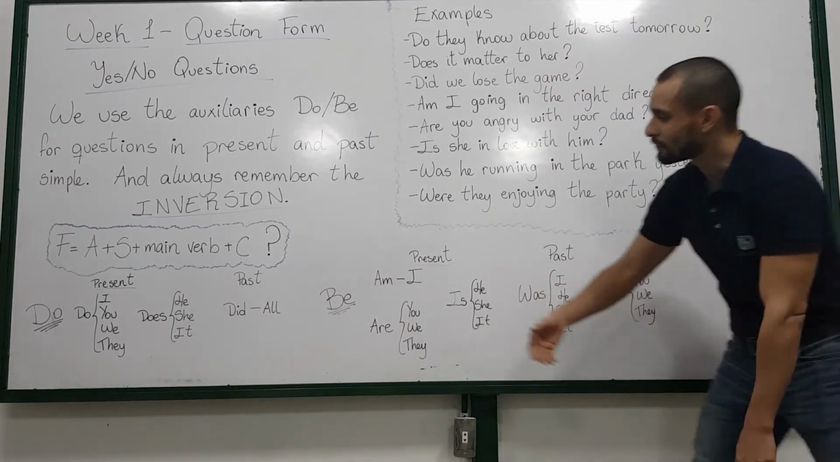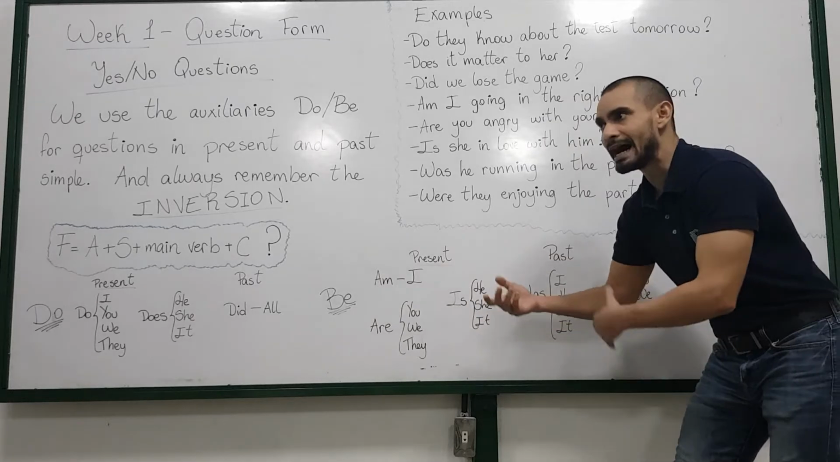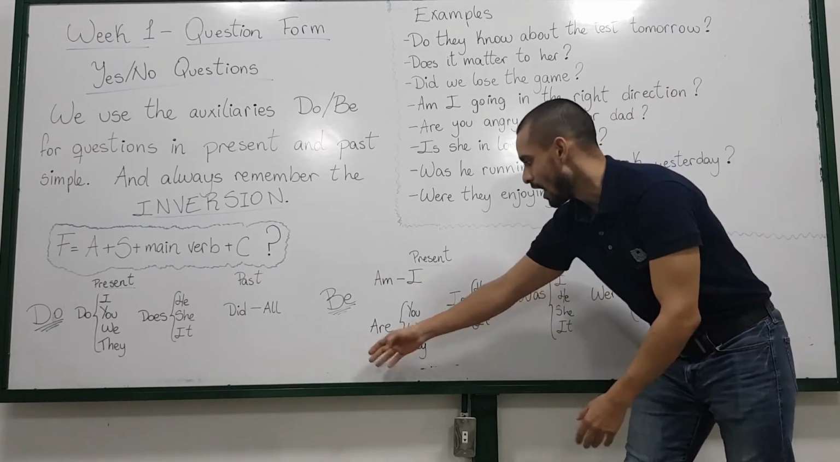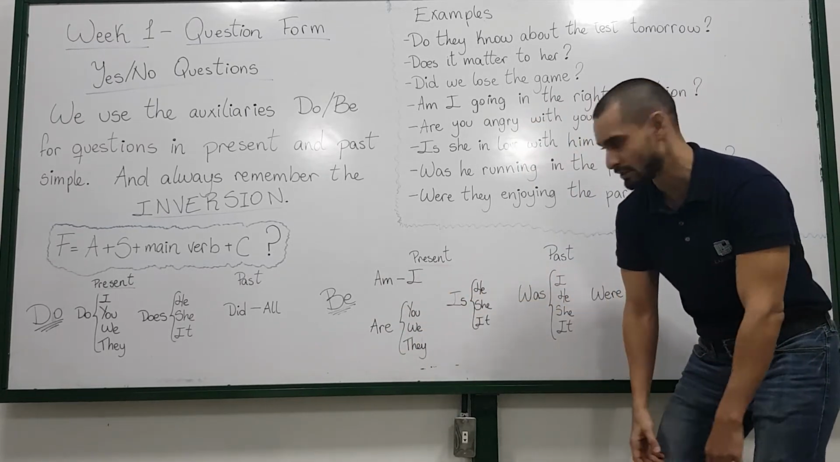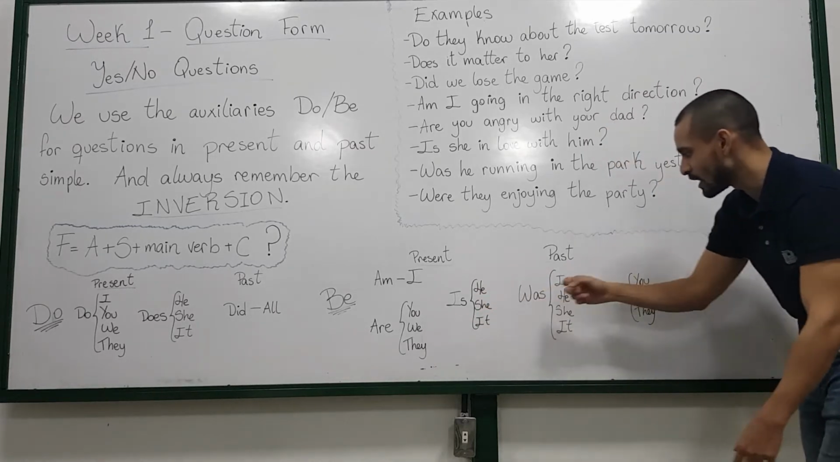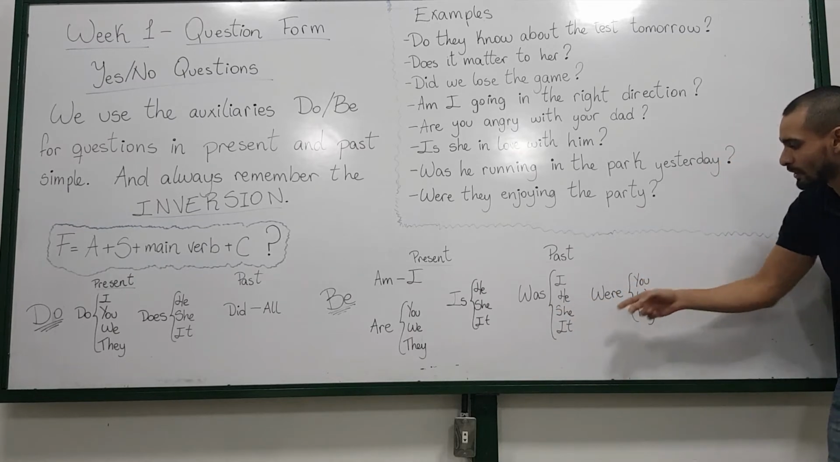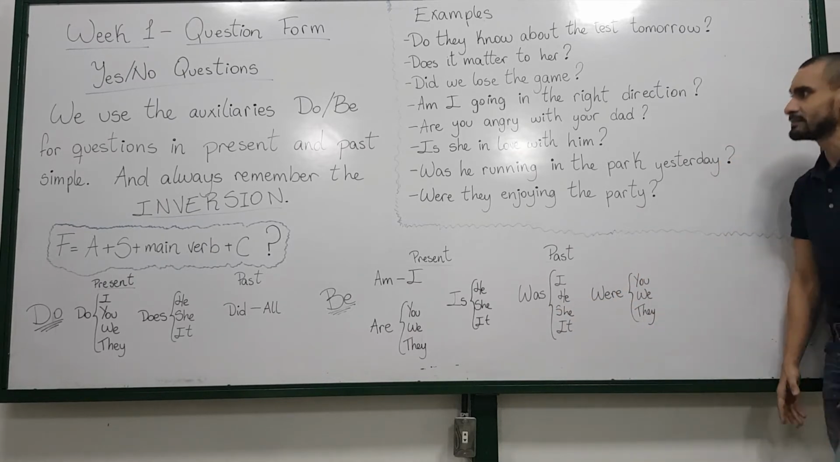Then we move to the auxiliary to be. Like, am I happy in my house? Are you going to the theater? Is she, whatever, etc., etc. Was I, was he, was she, was it? Were you, were we, were they? Right? Easy.